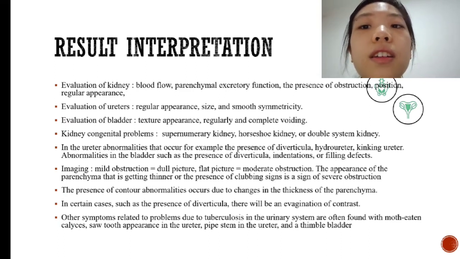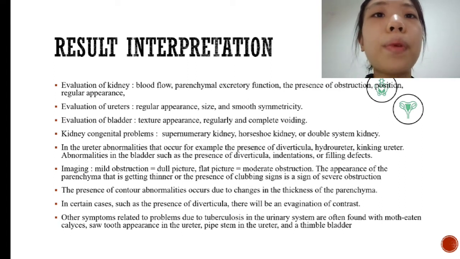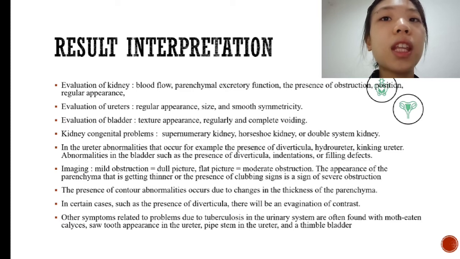Before that, there are some kidney abnormalities that can occur, for example, hydronephrosis, infection, kidney tumor, and abnormalities due to congenital problems such as presence of supernumerary kidney, horseshoe kidney, and double system kidney. In the ureter, abnormalities that can occur are, for example, the presence of diverticula, hydroureter, and kinking ureter. Abnormalities in the bladder include presence of diverticula and indentation of filling defects.